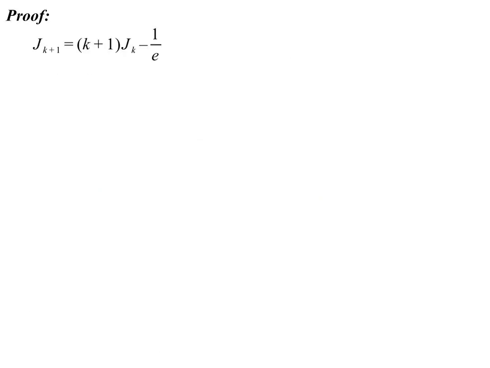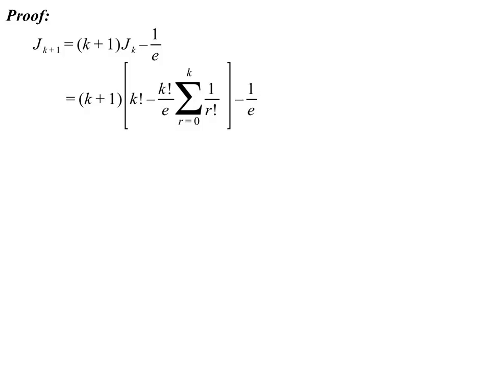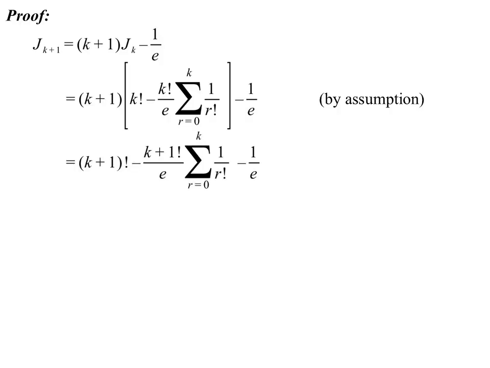Okay, start with the reduction formula. That will allow me to put my assumption in. There's my assumption. I'm going to expand this out, but nicely. K plus 1 times k factorial must be k plus 1 factorial. So we've got the first bit. Now, minus, again, k plus 1 times k factorial is k plus 1 factorial. Ooh, that should be in parentheses there, because it looks like I'm saying k plus 1 factorial.